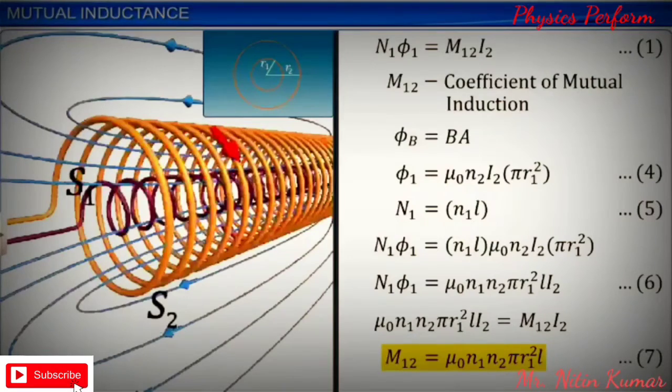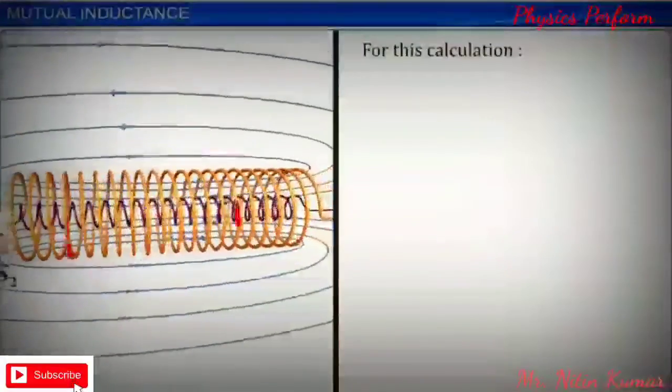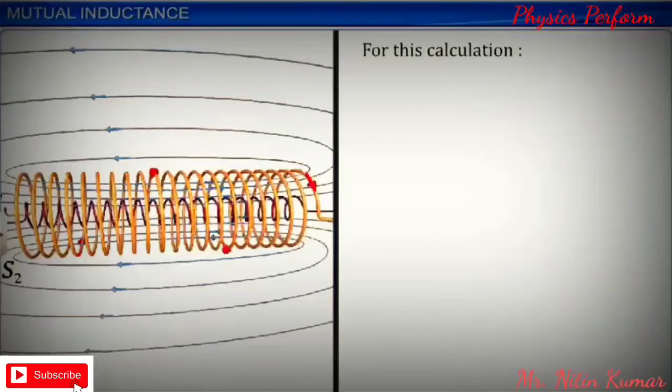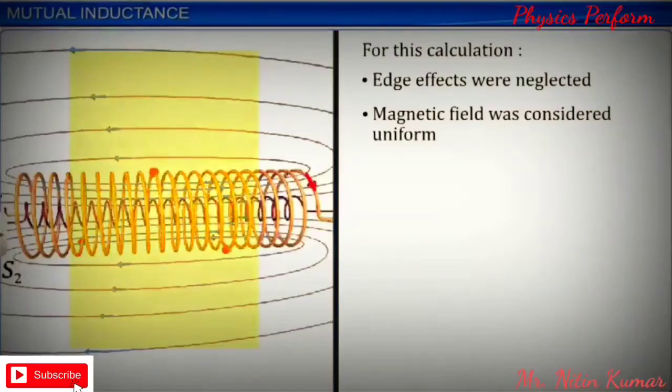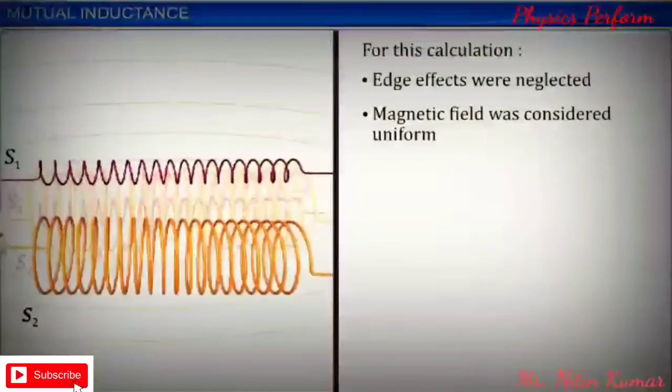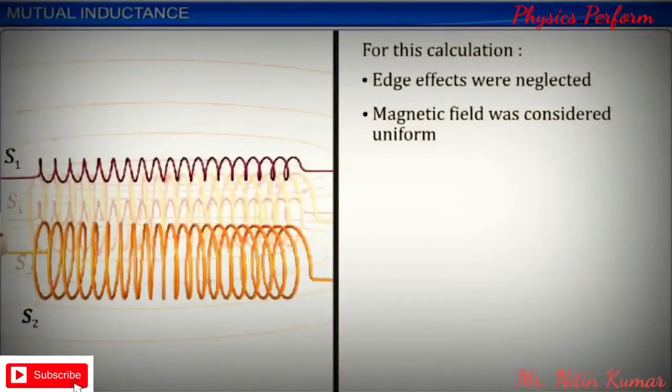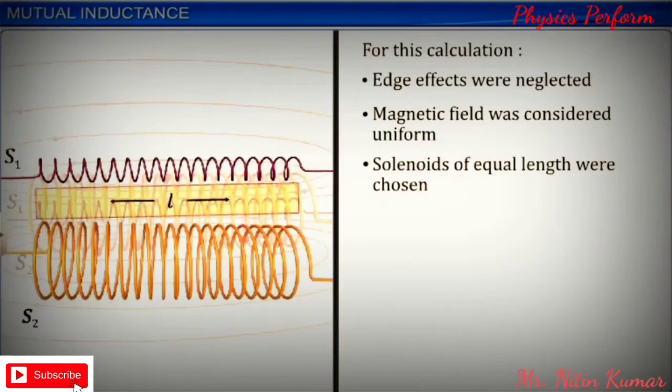Note that for these calculations, we neglected the edge effects and considered the magnetic field to be uniform throughout the length and width of the solenoid S2. Also, solenoids of equal length were chosen. This is a good approximation, keeping in mind that the solenoid is long, implying L is much greater than R2.